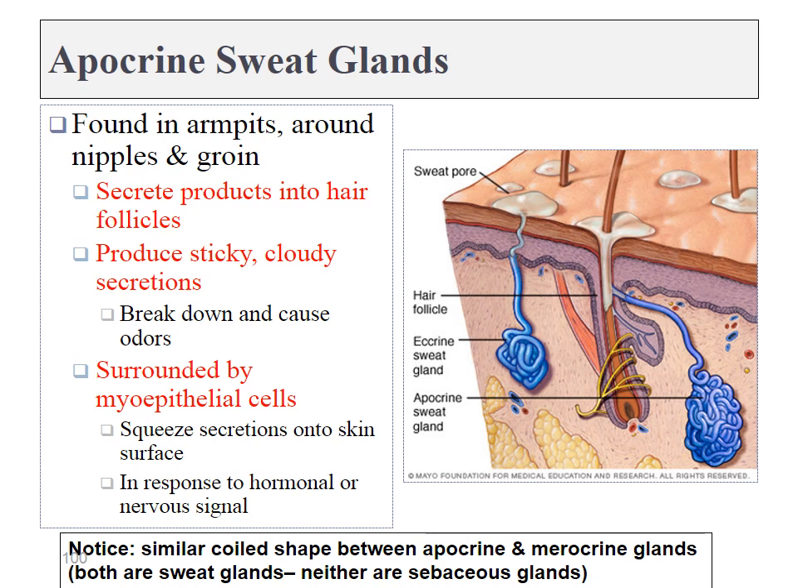Do not expect to recognize the difference between these under the microscope. We can identify the apocrine sweat glands based off of their location. We find them only in the armpits and around the genitalia.